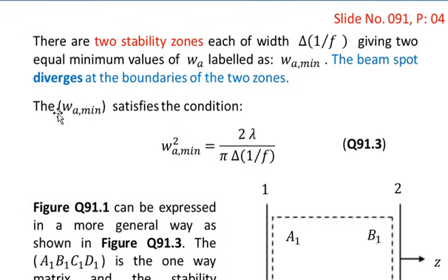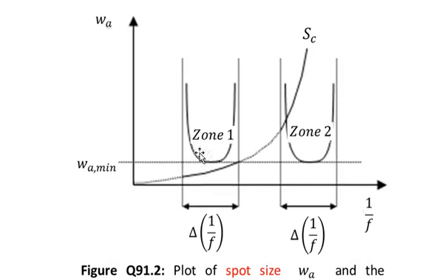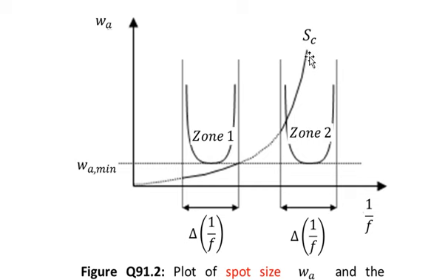The WA minimum satisfies the condition WA minimum squared, that is the square of WA minimum, is equal to 2 times lambda divided by pi, times delta, and delta here is a function of 1 over F. So this is shown in equation number 3. So we have calculated over here the minimum spot size that is possible in the center of the zone 1 and zone 2. But you see that here zone 1 is our preference, because the value of SC, which is the misalignment parameter for the two mirrors, is smaller for the zone 1.